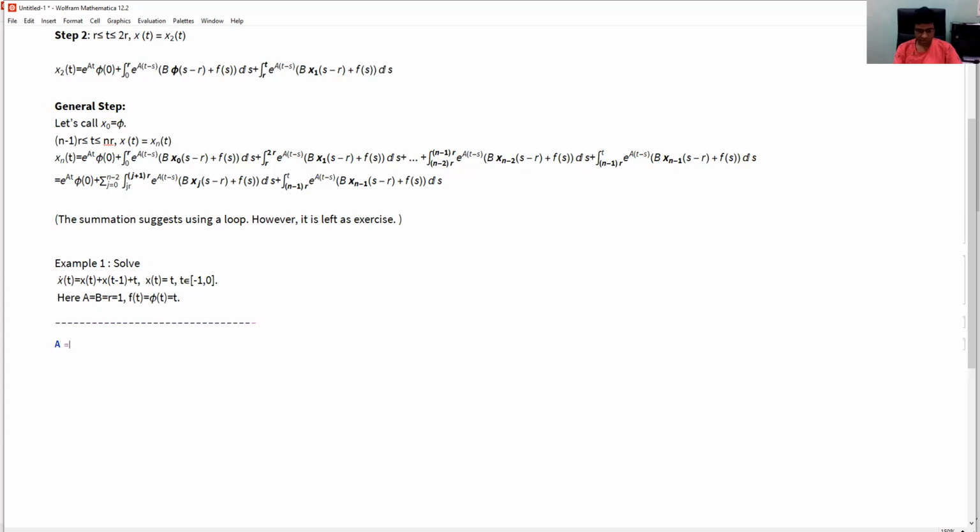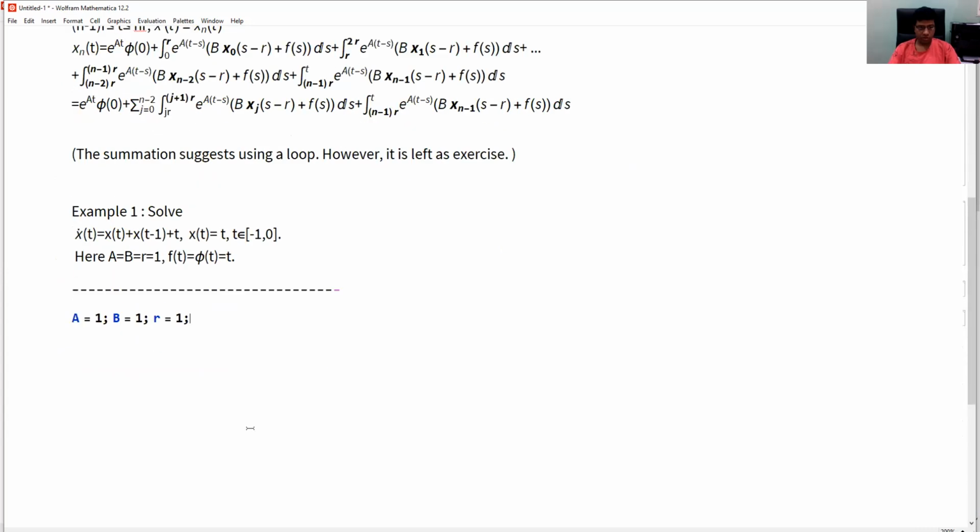We write a equal to 1, b equal to 1, r is also 1. We have to define f. So we write f square bracket t underscore, so f of t equal to t. If we put a semicolon at the end, then after this step we will not get any output. I mean, it will be there as an input.